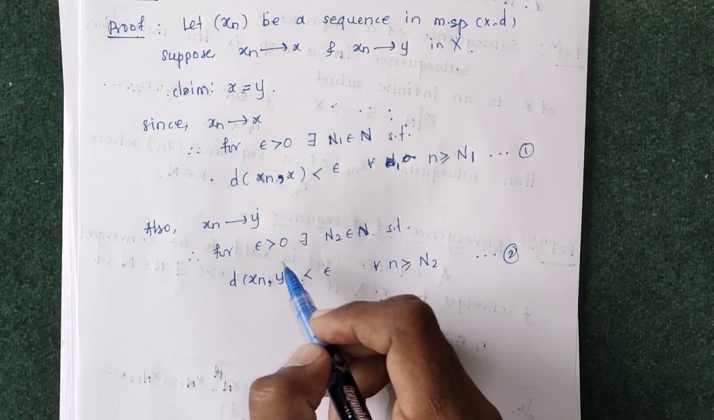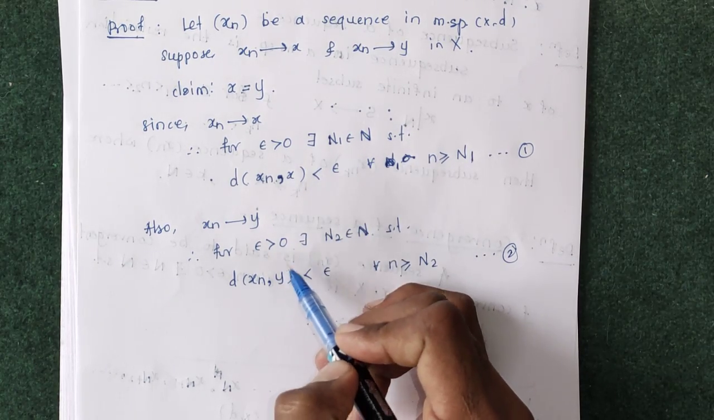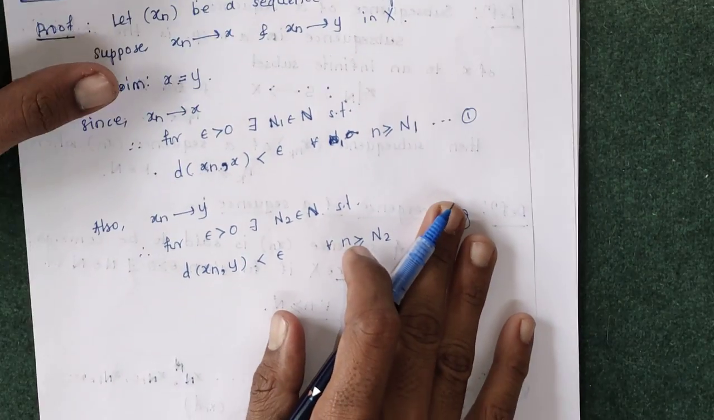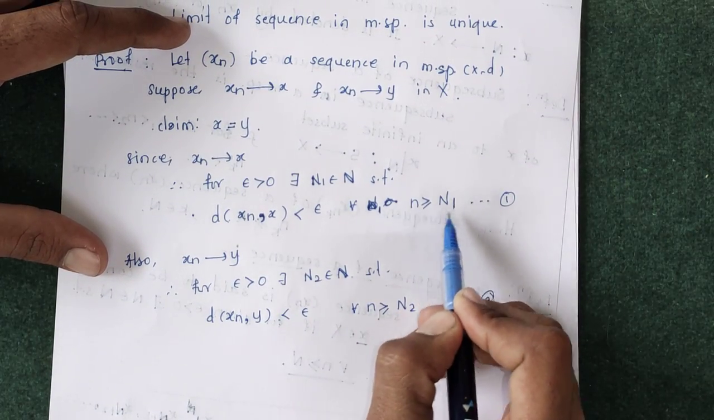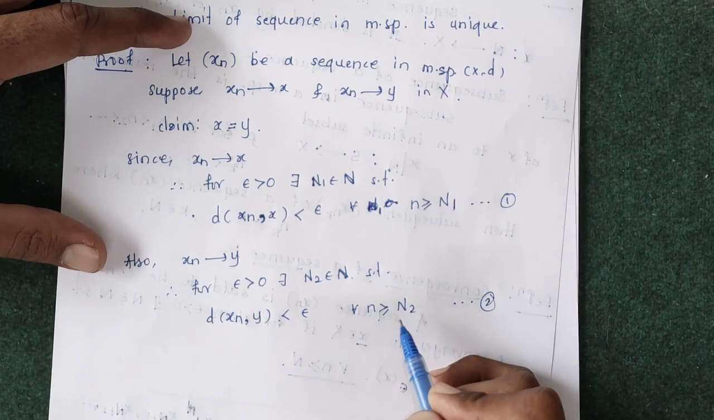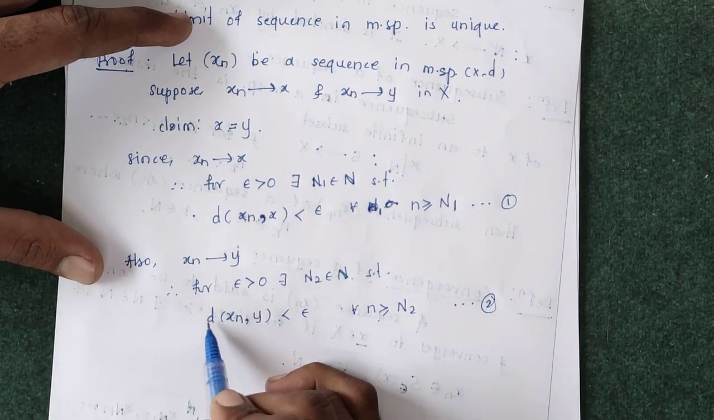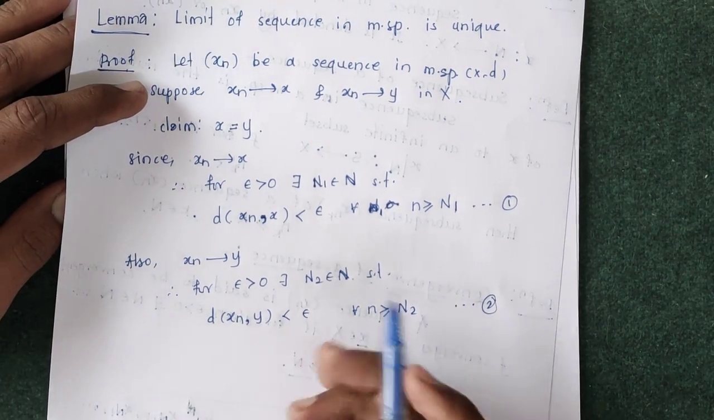Whenever we can say that x is equal to y in a metric space, if the distance between x and y is equal to 0, then we can say that x is equal to y in the metric space. Now if we choose n, that is n1 and n2, if we choose the maximum of n1 and n2, then clearly our condition that the distance of xn and x is less than epsilon and the distance of xn and y is less than epsilon is satisfied, because, suppose we draw another diagram.